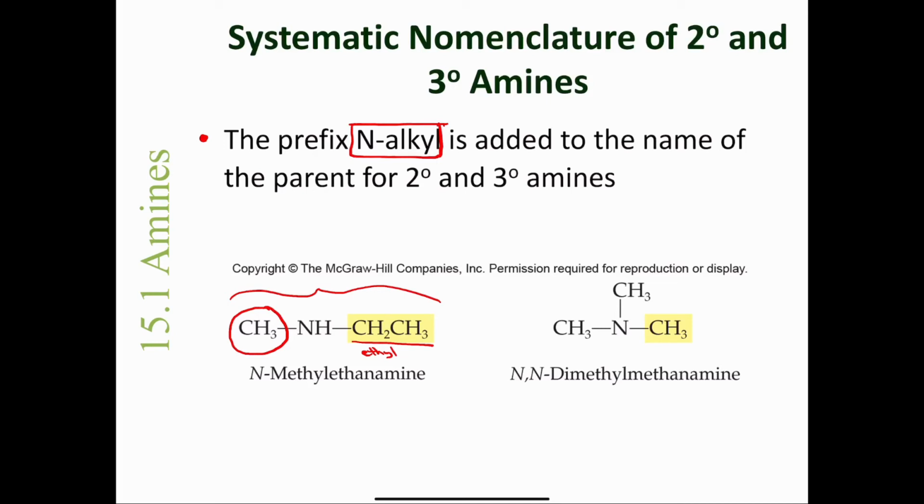Since it's a methyl group, we call it an N-methyl, and then you put it all together because when we have letters, the L and the E, we don't separate letters by anything. So it's going to be N-methyl ethaneamine. The same thing applies to a tertiary amine.